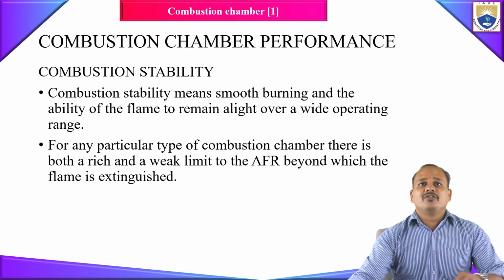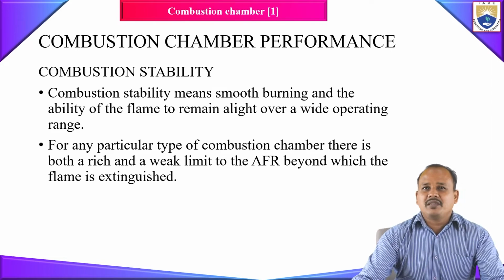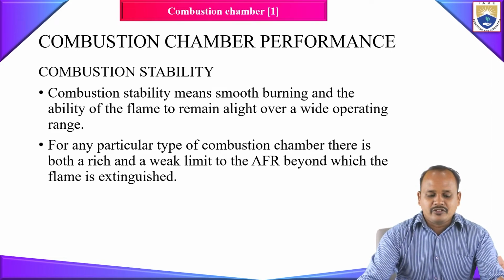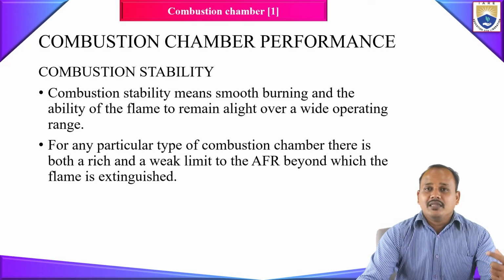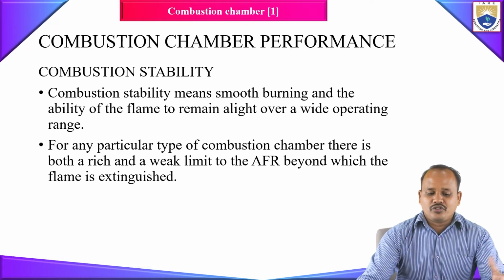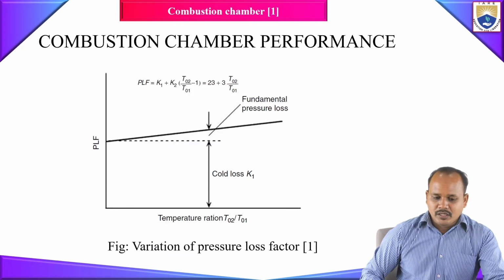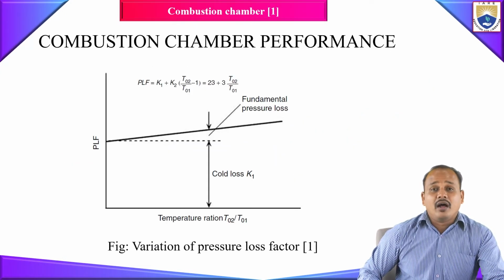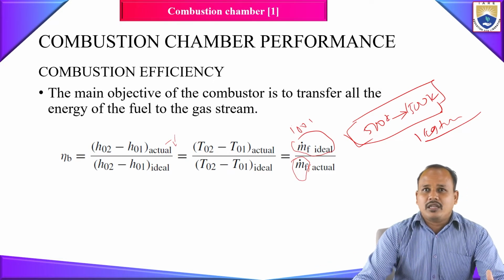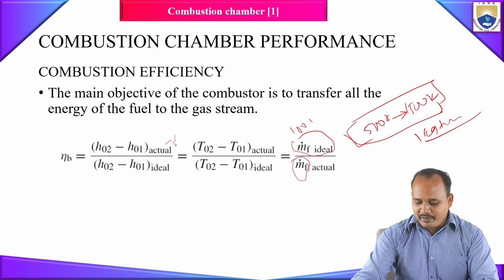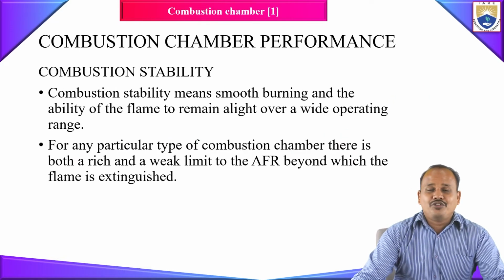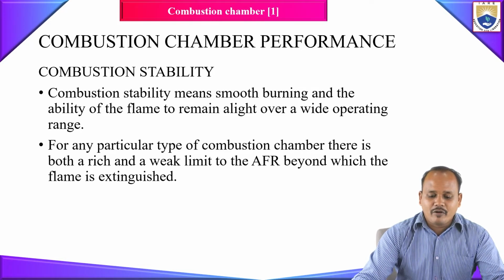And the last one is combustion stability. Combustion stability basically means up to what range you can have stable combustion. That's what we call combustion stability. So for the combustion chamber you designed, you have found what the losses are and you got the combustion efficiency. One more very important parameter is that it should have a wide range of combustion stability, or for a wide range of operating conditions the combustion process should be stable.